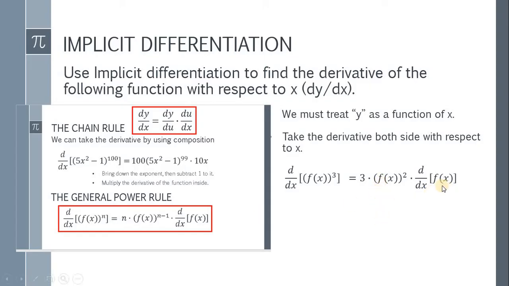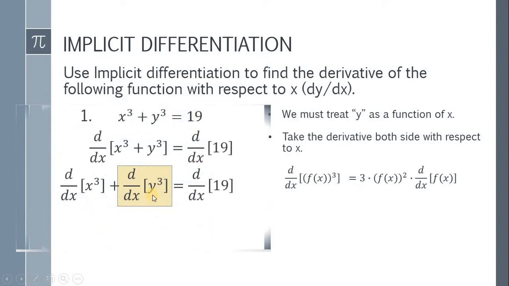Now, tandaan natin na yung given natin is hindi f of x. Ito ay y. So lahat ng f of x gagawin nating y. Balik natin sa pagiging y. So we have 3y squared multiplied by the derivative of y with respect to x. Simplify natin, so we have 3y squared times the derivative of y with respect to x, which is dy over dx. And yun yung goal natin, yun yung kailangan nating mahanap.